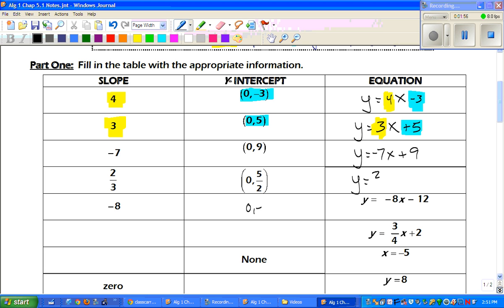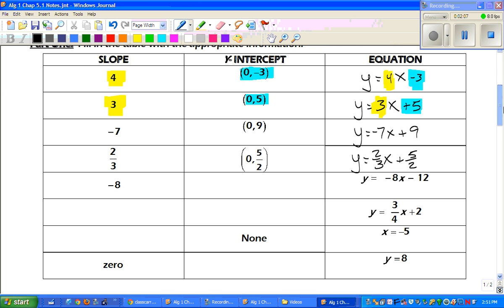Even with fractions, don't freak out. Okay? 2/3 x plus 5/2, you just plug that stuff in. All right. Even when we've got the equation and we don't have the information, you can just plug it in. We know that that is (0, -12). Did they get the slope right? Negative 8, negative 8? Yep. So you just find that information and you plug in where it needs to go. So the slope is 3/4 and then (0, 2).